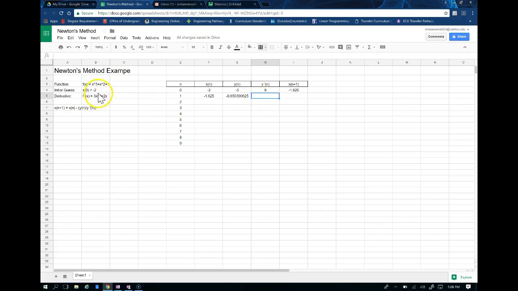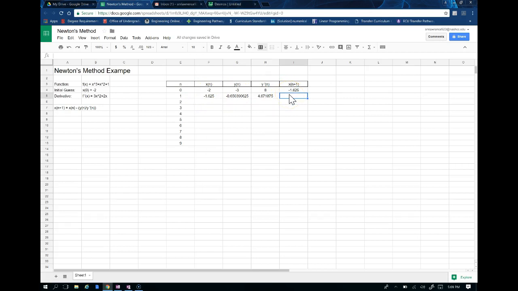For y prime, we've got a little bit different of a formula. We're going to say this cell is going to equal, well, our derivative is 3 times the x value squared. So 3 times my x value squared, and then plus 2 times my x value. So you're allowed to reference that same cell again. And because I have that same x value in my formula twice, I need to reference it twice. And then just hit enter. So that's the slope at x equals negative 1.625.